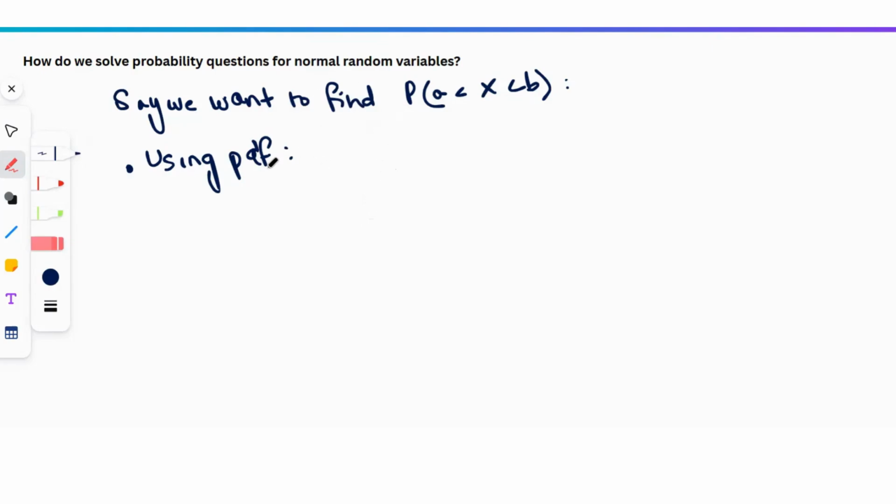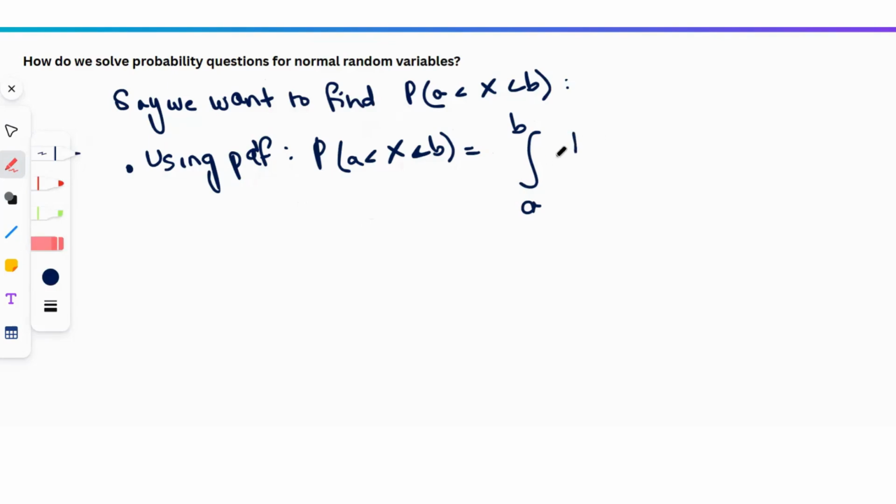Right? So based upon the PDF, the area under the PDF is probability. So if we integrate the PDF over an interval, we'll get the probability the continuous random variable lies inside it. So if I want to find the probability a is less than x is less than b using the PDF, I'll just integrate the PDF over this interval.